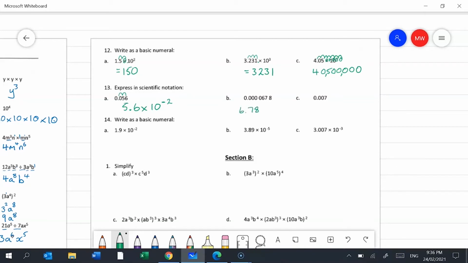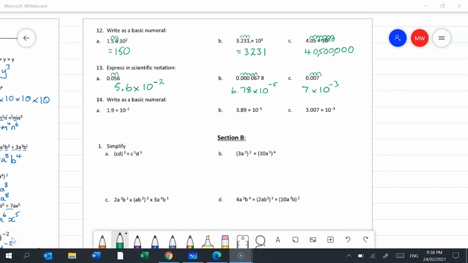Remembering we're just doing one number before the decimal, and we're counting how many spots it's changing. 1, 2, 3, 4, 5. So 5 spots to the right. Okay, and then the last one, we've got just a nice straight 7 to the 1, 2, 3, -3.